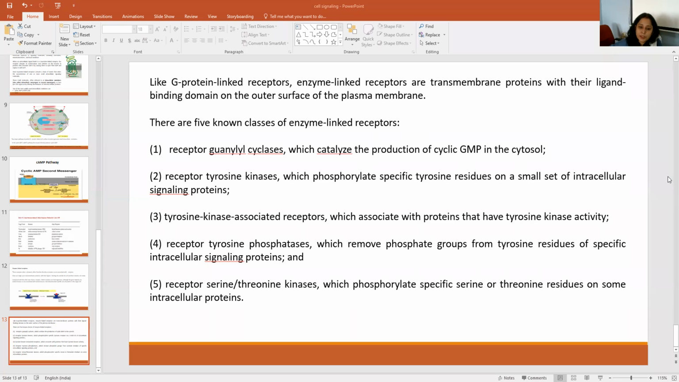We have receptor tyrosine kinases, which are responsible for phosphorylating specific tyrosine residues on a small set of intracellular signaling proteins. Then we have tyrosine kinase associated receptors, which are associated with proteins that have tyrosine kinase activity. Then we have receptor tyrosine phosphatases, which remove phosphate groups from the tyrosine residues of specific intracellular signaling molecules, and receptor serine threonine kinases, which phosphorylate specific serine or threonine residues on some intracellular proteins.